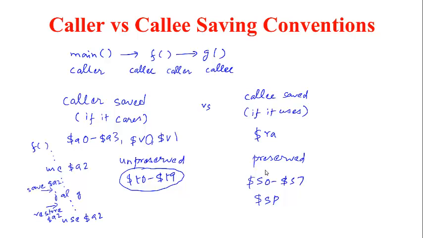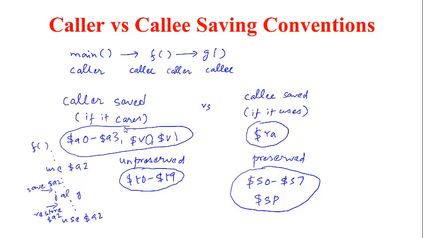Registers other than $RA which are preserved or callee saved are these. Note that $SP itself is not stored and restored from the stack. That would be absurd. It just means that the callee has the responsibility of returning the stack pointer to the same value as it was when it was called.